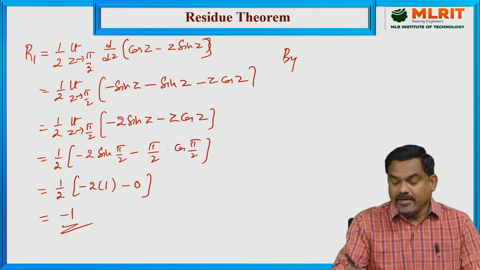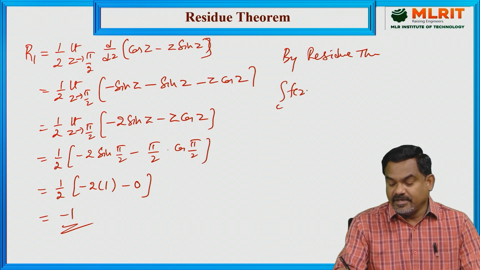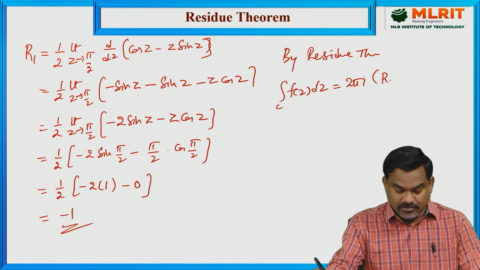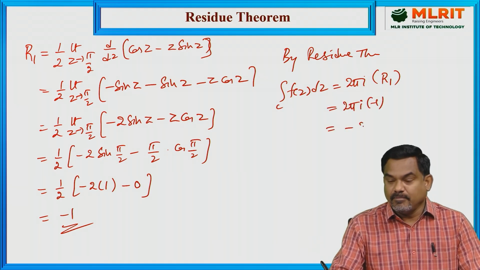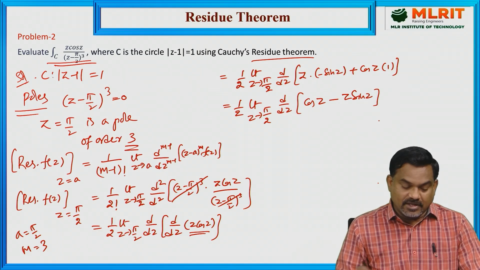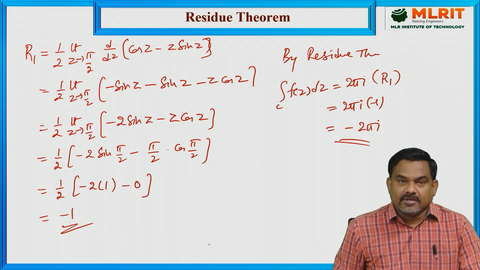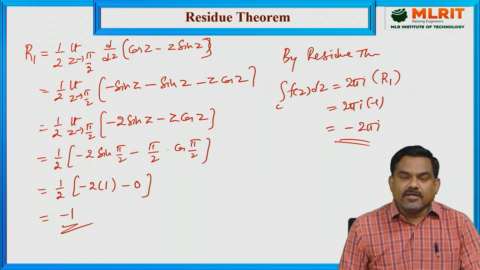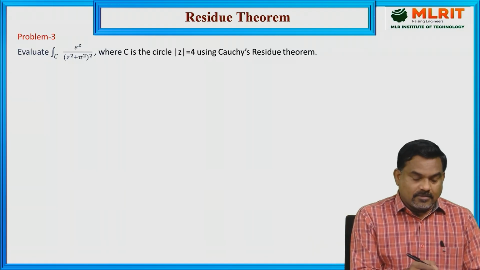And now by residue theorem, the line integral of f of z dz is 2 pi i into the sum of the residues. Here we have only one residue. So 2 pi i into minus 1 is minus 2 pi i. So the line integral of the given function is equal to minus 2 pi i. So like this, with the help of Cauchy's residue theorem, we can evaluate the line integral of the given function along the given curve. Let us solve another problem.